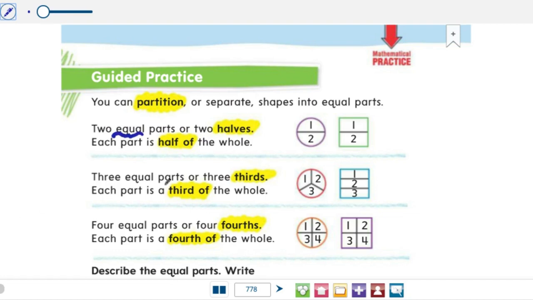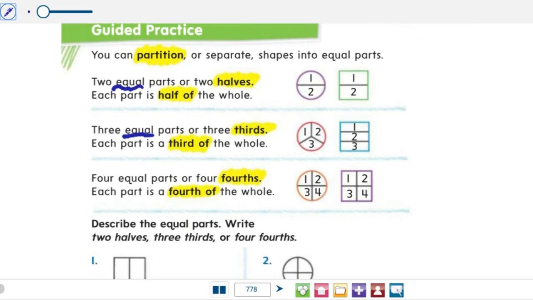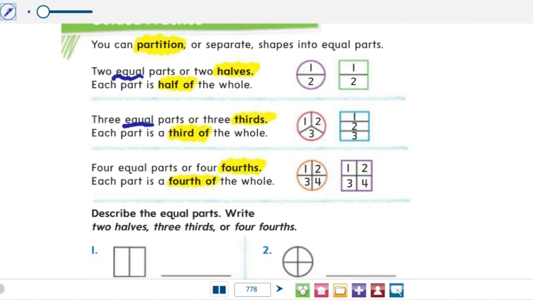The next part says three equal, I'm going to underline equal again, parts, or 3/3. Each part is a third of the whole. So when we cut it into three equal parts, then we've got thirds. And then lastly, we have four equal parts, or 4/4. Each part is a fourth of the whole. So we have four equal parts.